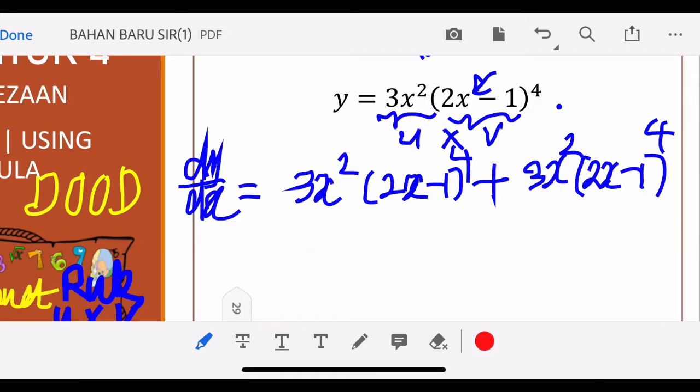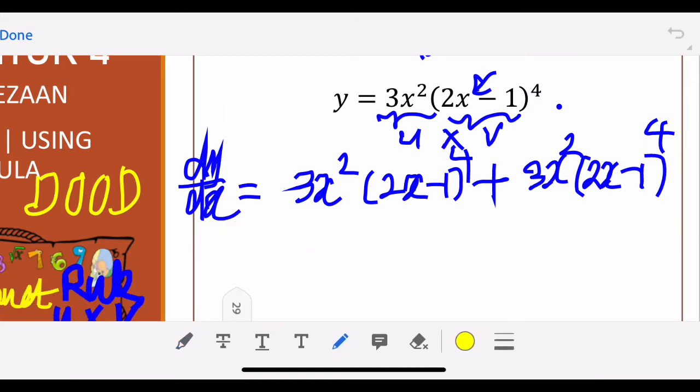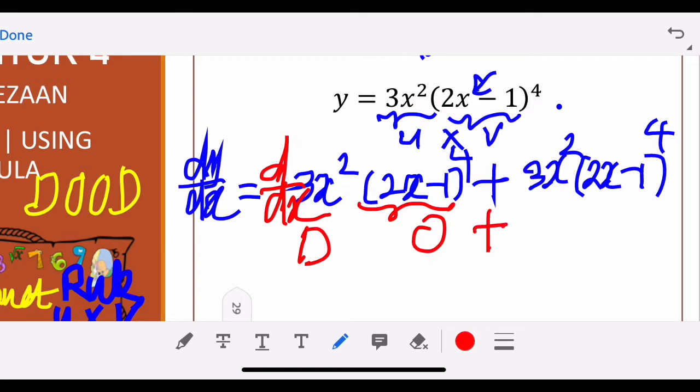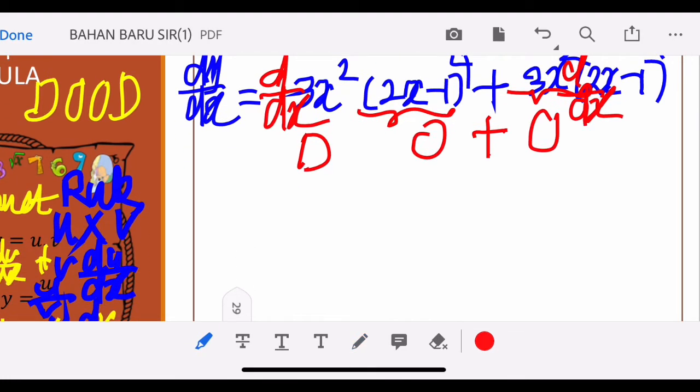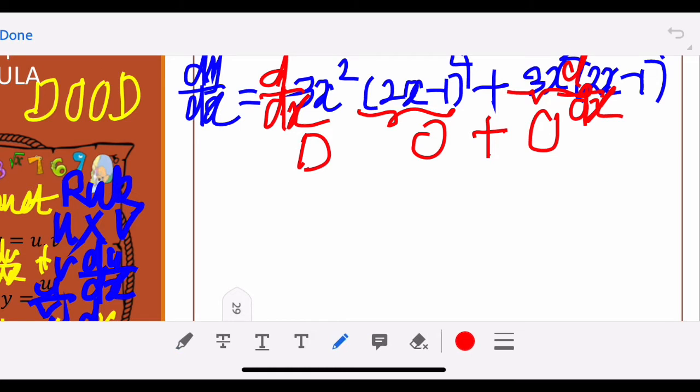It means that this one you differentiate, so we write a big D. This one is differentiate. This one don't do. Plus, this one O means you don't do, and you differentiate this thing. So that is how you do. You don't have to memorize the formula, just memorize the DOOD.